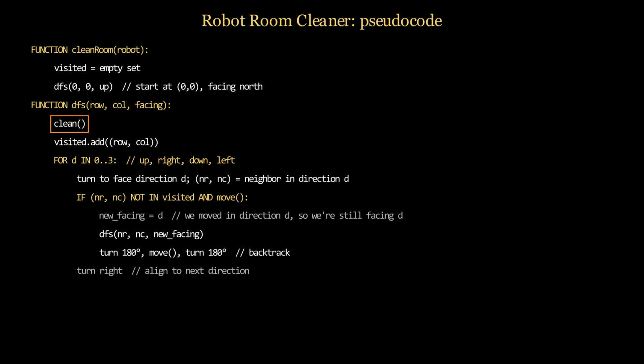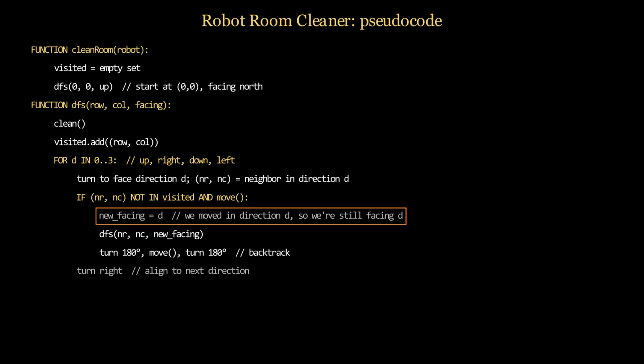Clean the current cell. Mark this cell as visited so we don't clean it again. Try each of the 4 directions in order. Turn to face direction D and compute the neighbor cell. If that cell isn't visited and move succeeds, we recurse.